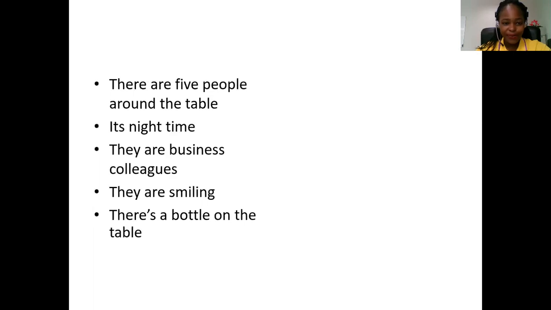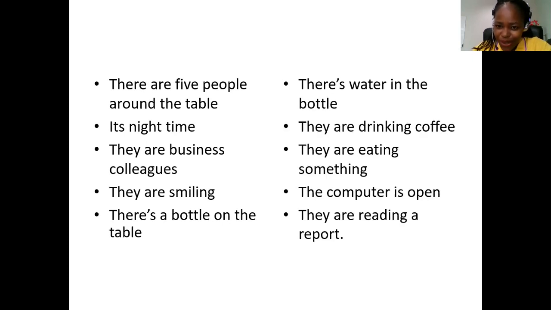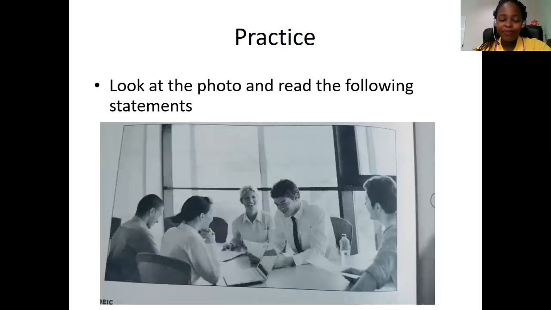Okay, so we'll read the statements. Statement number 1, there are 5 people around the table. It's night time. They are business colleagues. They are smiling. There's a bottle on the table. There's water in the bottle. They are drinking coffee. They're eating something. The computer is open. They are reading a report. From this photo and the 10 statements we have on the other side, we're going to say if the statement is true or not true from what we can see.